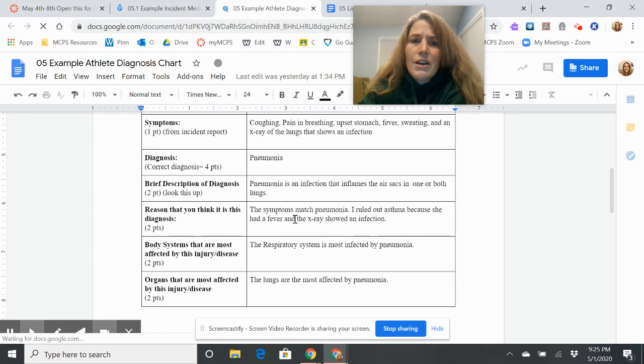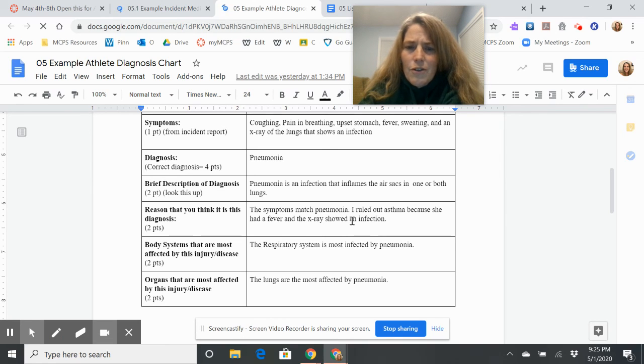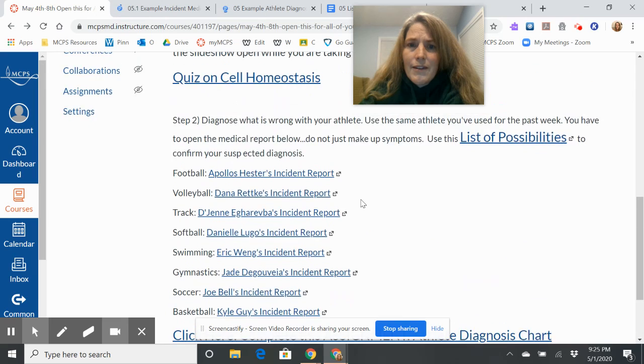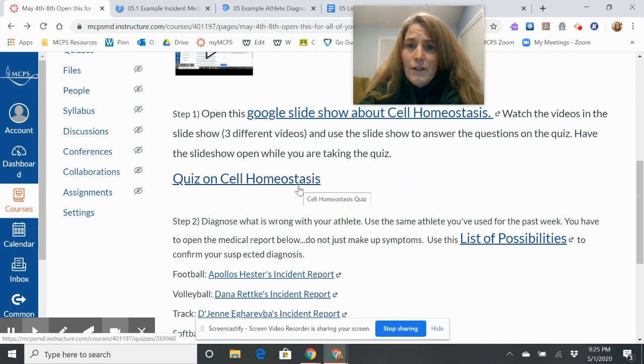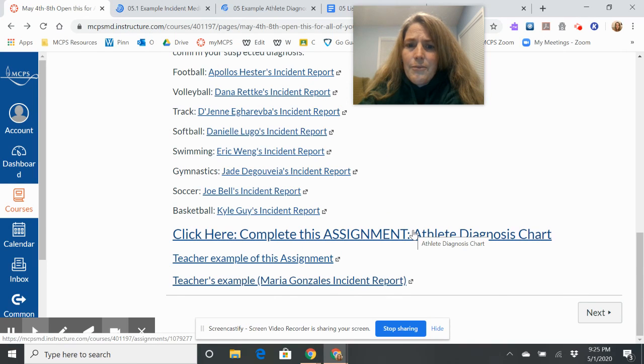She has an infection. This part's really important. The reason why I think it's this diagnosis, I don't just say the symptoms match. I also say I ruled out something else. Like I ruled out asthma because she has a fever, and the X-ray shows an infection. And then the system would be respiratory, and the organ would be lungs. So going back over here, your 2 assignments that you completed this week are this quiz on cell homeostasis, and that's a 20-point quiz, and the assignment that's the athlete's diagnosis chart.